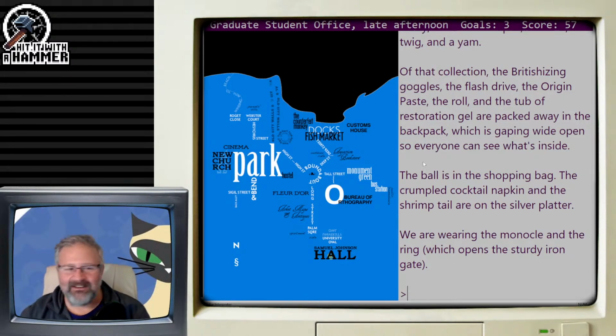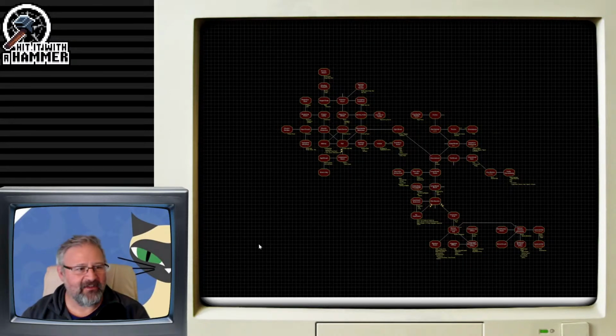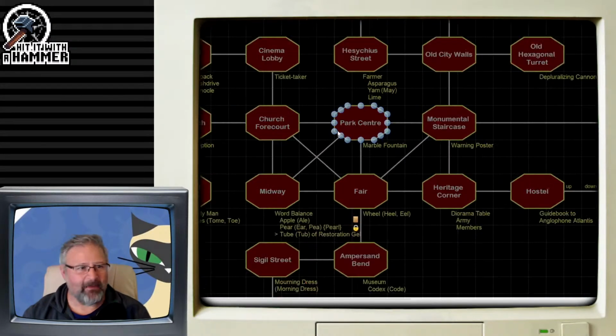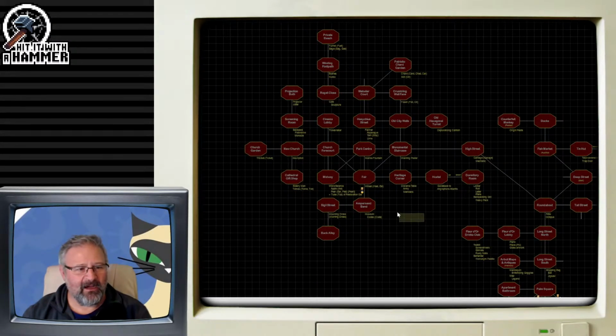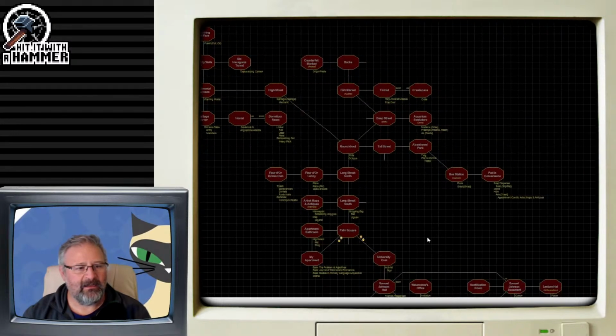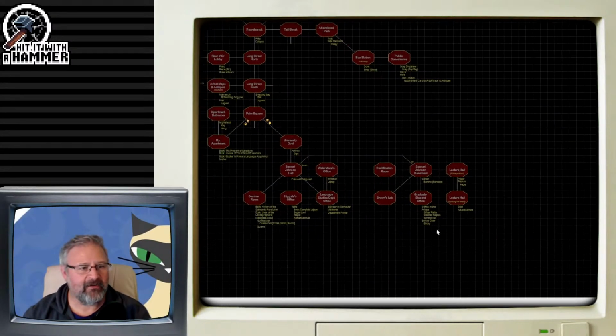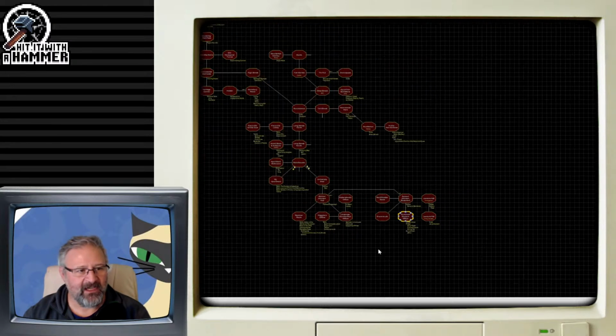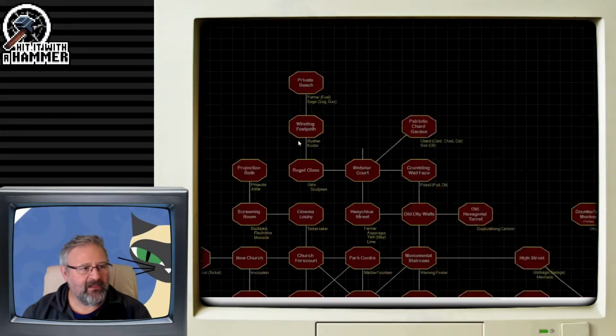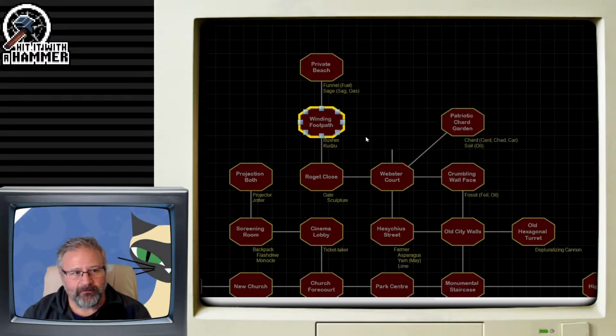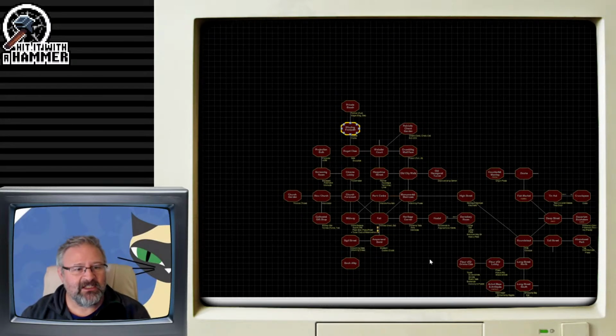But I've done some things. Here are some things that I have done. I have mapped everything that we've looked at so far. This is our map. We are here currently in the university. I think we're actually in the graduate student office down there. This is where the bushes are, for example. We could take our sword and go and chop at some bushes, or the jigsaw and chop at some bushes. These are things that we could do.